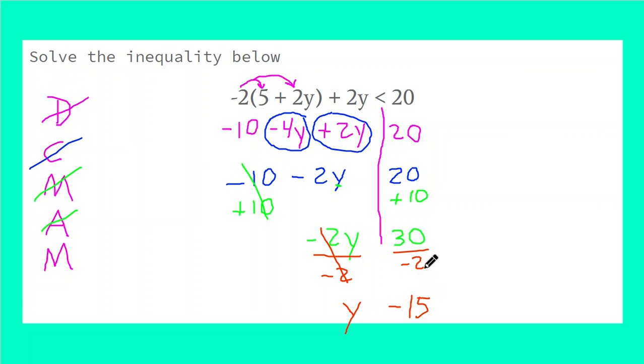So I divided it by a negative, so I can't forget my special rule. I have to flip my sign. So this was a less than sign. I'm going to flip it and make it a greater than sign. So my final answer is y is greater than negative 15.